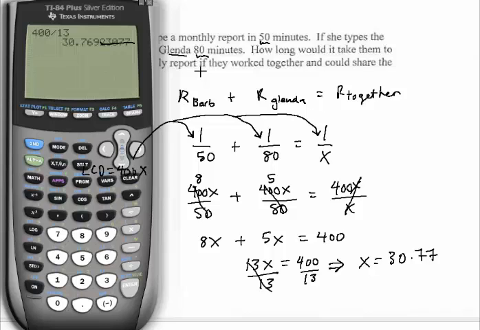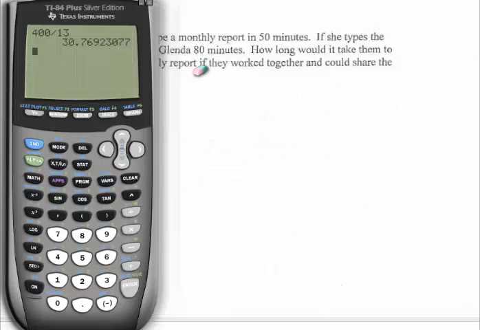The unit of time that we were given in the problem was minutes, and so this is going to be 30.77 minutes. And that finishes up this example. So we'll clear that and roll on to the next one.